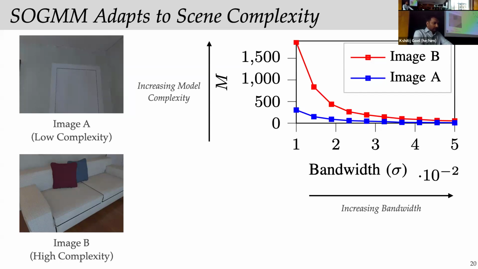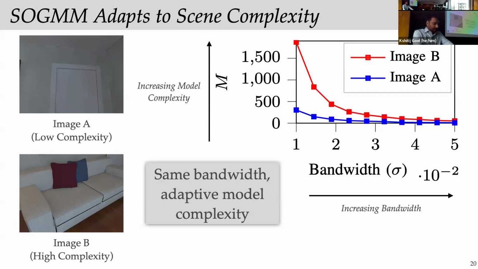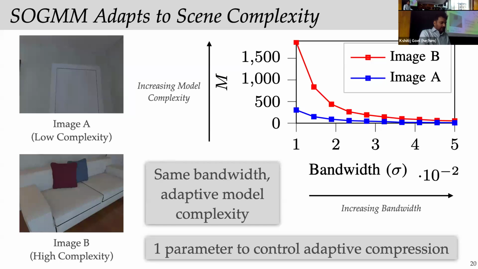This leads to 2 observations about the model. First is that no matter what bandwidth parameter value you set, the estimated model complexity for image B is always higher than image A. And second is that the bandwidth parameter can be controlled to adjust the level of adaptive compression as opposed to the level of compression. In prior work, there are parameters that control the level of compression globally. But in our case, the parameter is used to control the level of adaptive compression.